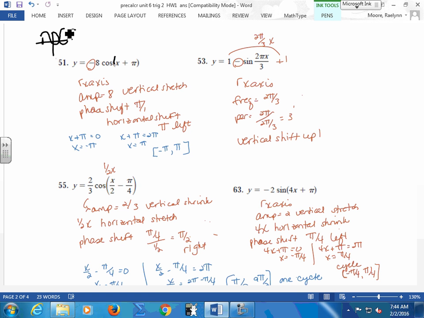Okay? 53 looks a little strange, but follow your rule. Here's your frequency. This one didn't have a phase shift. If you wanted to, like I said before, move your vertical shift to the end. This has a reflection. What's your amplitude on this guy? I didn't say my amplitude. 1. Okay? And here's your B, right in here. So your period is 2 pi over B.